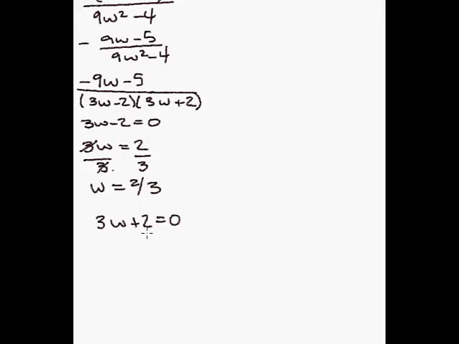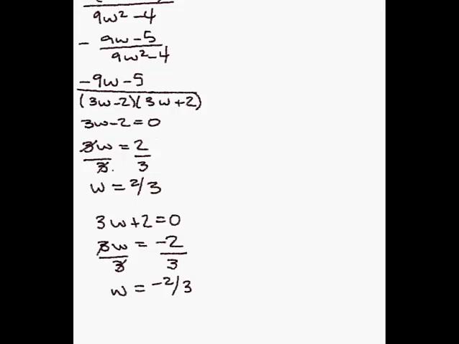2 is being added, so to undo addition, we use subtraction. We're going to subtract 2 from both sides. The w is still not by itself. It's being multiplied by 3, so to undo multiplication, we use division. Cancel out the common factors, and we're left with w equals minus 2/3. This final solution is all the values that make 3w minus 2 times 3w plus 2 equal to 0 true. That's w equals 2/3 and minus 2/3.